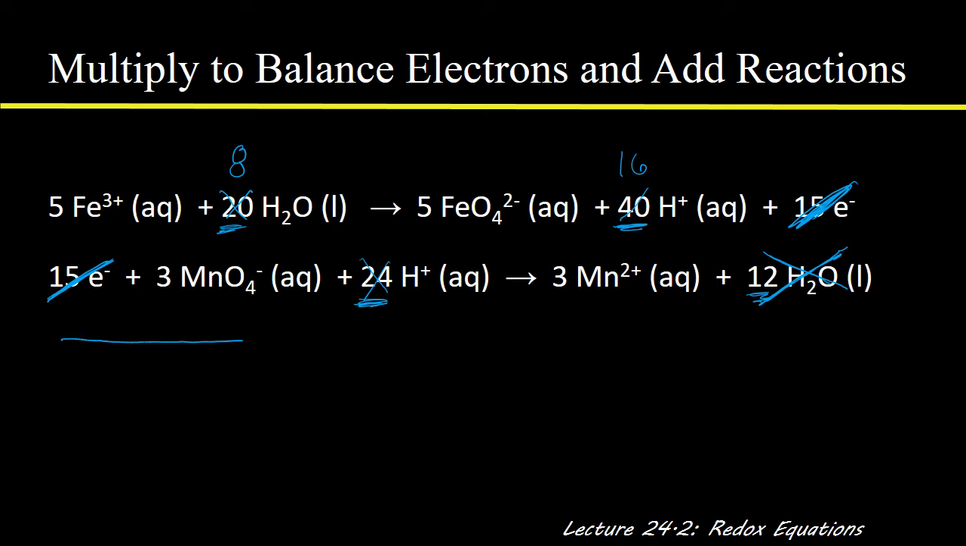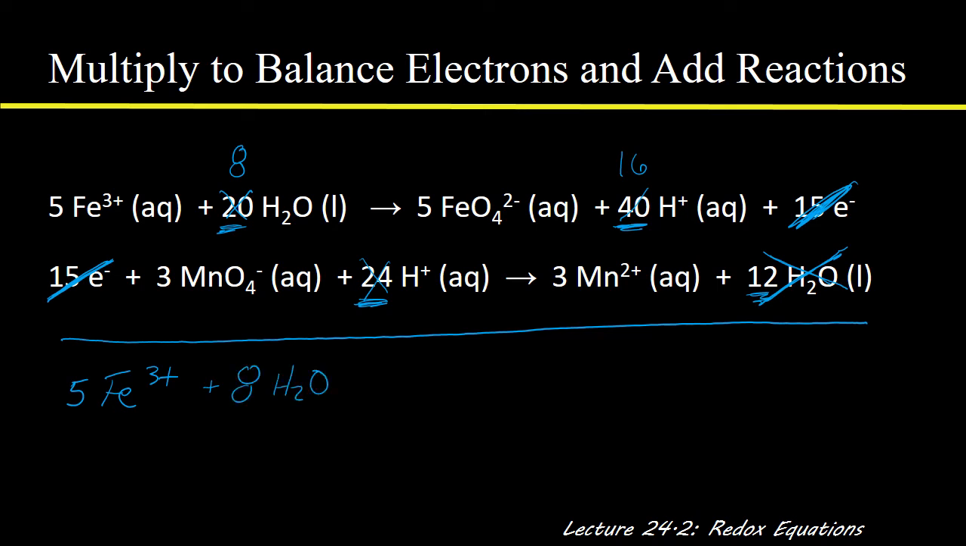And if we add this whole thing up, we're going to end up with 5 iron 3s plus 8 waters plus 3 permanganates goes to 5 ferrate ions plus 16 hydrogens plus 3 manganese 2 plus. Okay. All right.